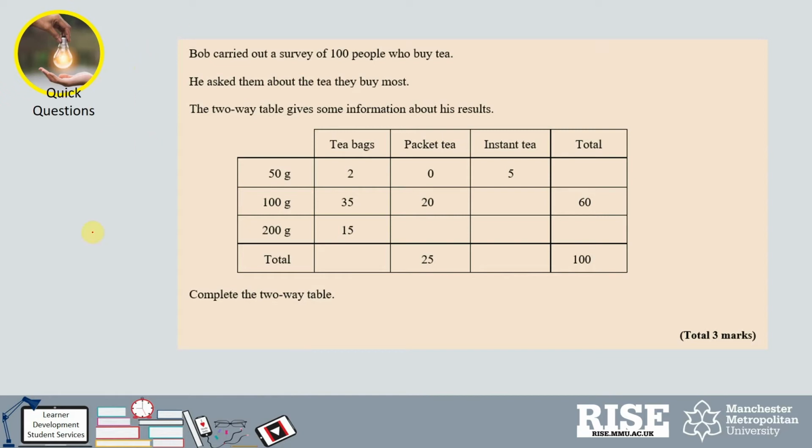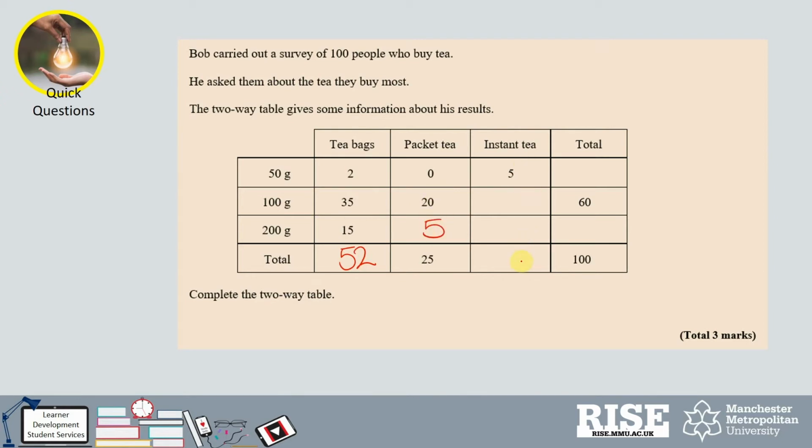I'm just completing the two-way tables here. So remember, if you're finding totals, to add the columns or the rows. If you're working backwards, use a subtraction. So to find all the tea bags together, I'm adding 2, add 35, add 15. That's 52. I know that this column must add to 25. I've got 0 and 20 altogether, so I need a 5 there.